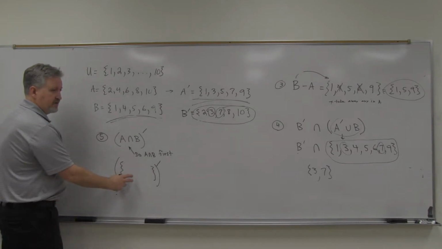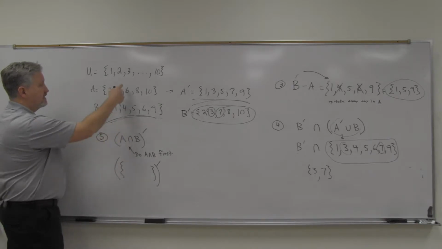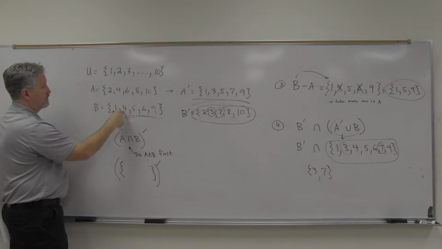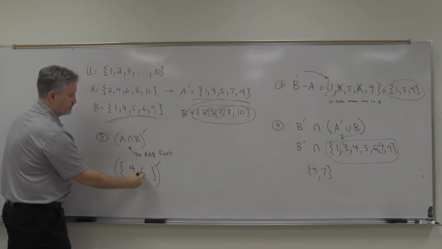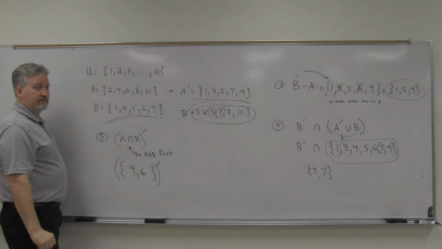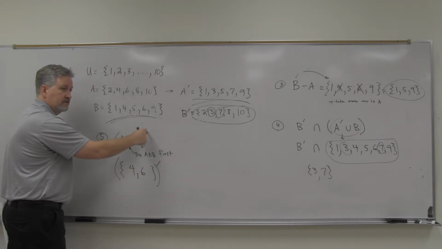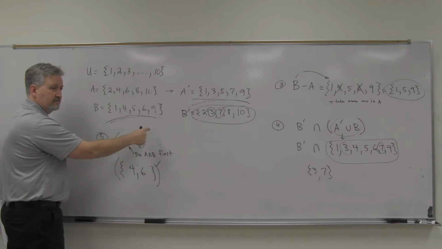So A intersection B, if I expand that out, is what A and B have in common. And so A and B have in common, they have 4 and they have 6. That's A intersection B. Right? Yes? Now, I do the outside. Inside first, and then I do the outside.